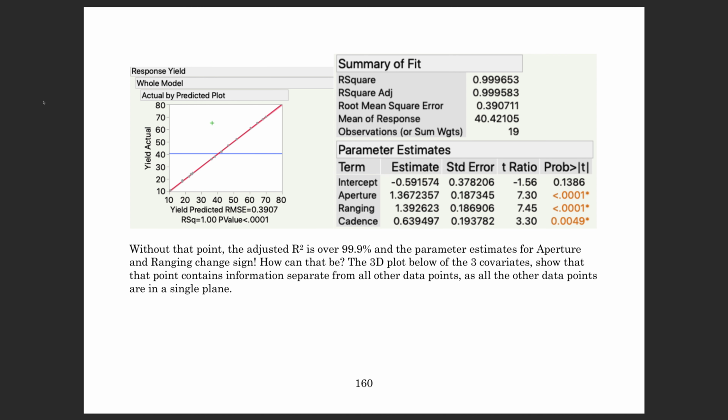With the Longley data set, I showed you the scatter plot of the x's, meaning each pair of x's. What I'm going to do here is to show you a 3D plot of the 3 covariates to try and show you that that point with the plus contains information quite separate from all the other data points, as all the other data points are in a single plane. So let's have a look.